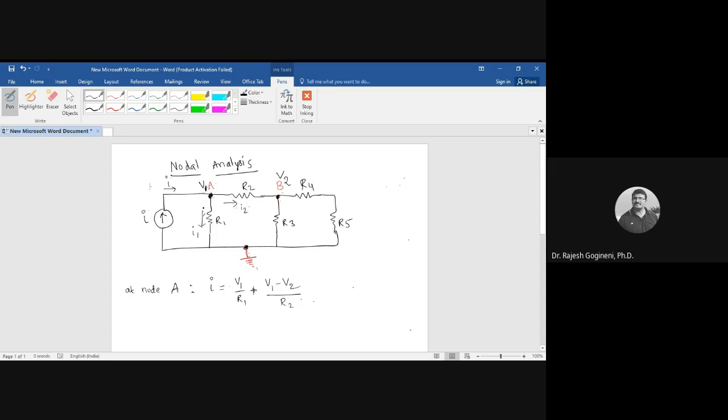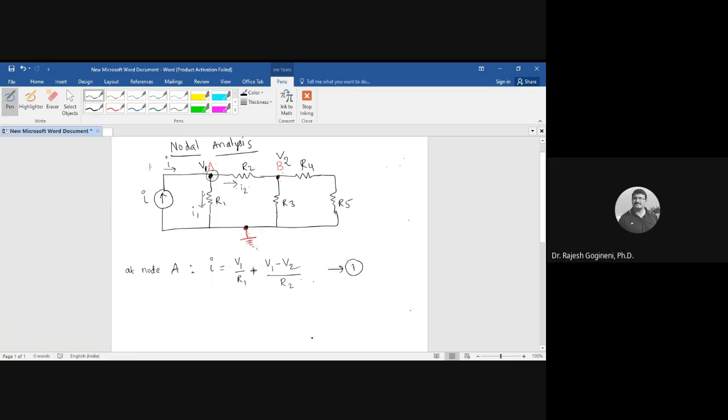So we are writing KCL only, but in terms of voltages. At node A, the entering current is I. So I is equal to the leaving current I1, and one more leaving current is I2. I equals I1 plus I2. I1 is V1 by R1. I2 is V1 minus V2 by R2. So this is the first equation. By applying the KCL at node A, we got the first equation. Is it clear?